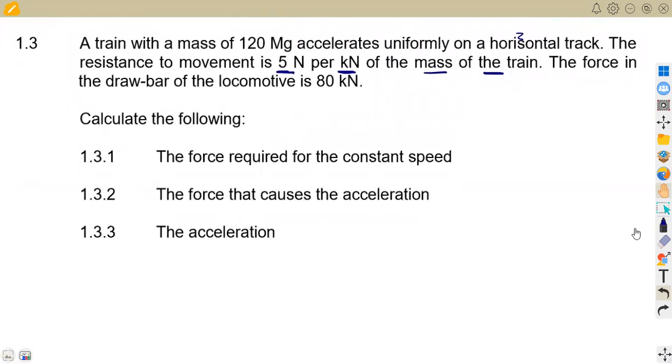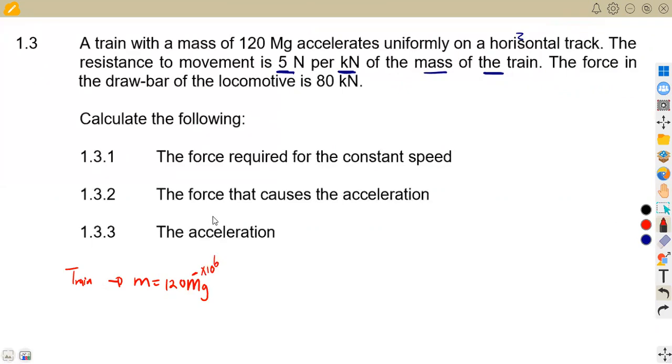So the first thing is we are given the mass of the train. Okay, so this is our train, which has got a mass of 120 megagrams. Okay, so take note, mega is times 10 to the exponent of 6.